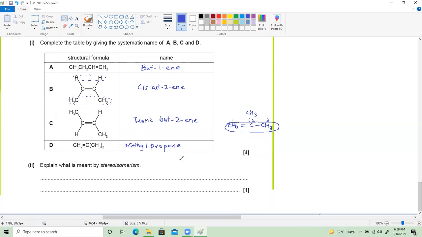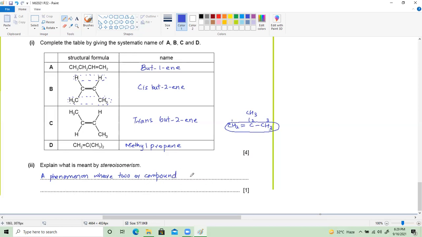G, explain what is meant by stereo isomerism. Yes. What is it? It's a phenomenon. Achha, that is the same as geometric isomerism; yes, it can be cis-trans, and it can also be optical, with a chiral carbon.